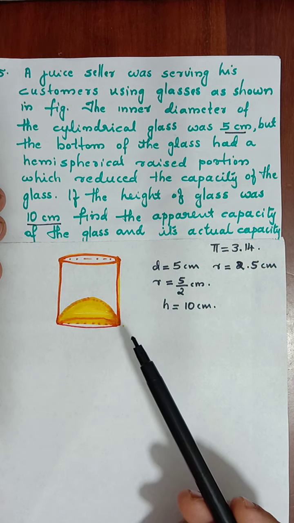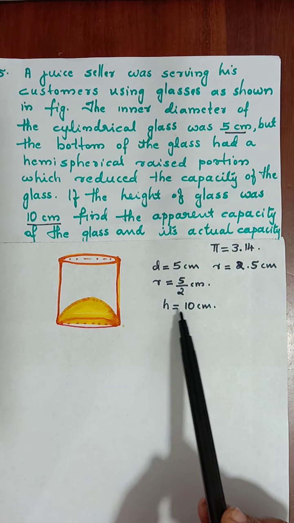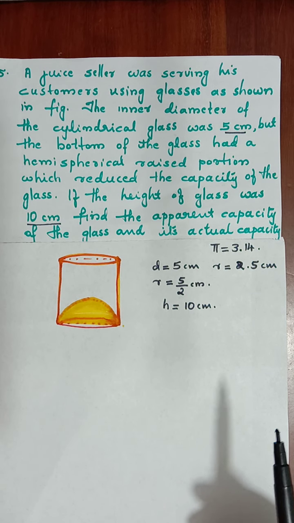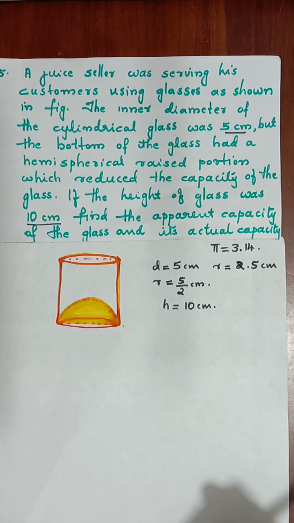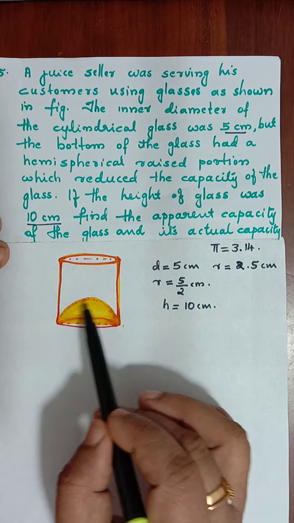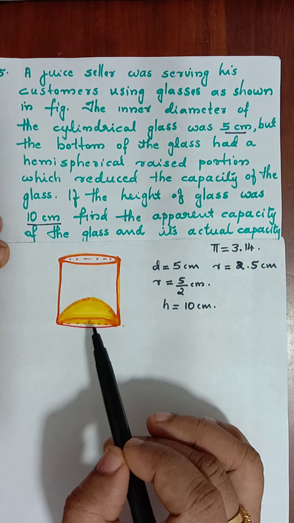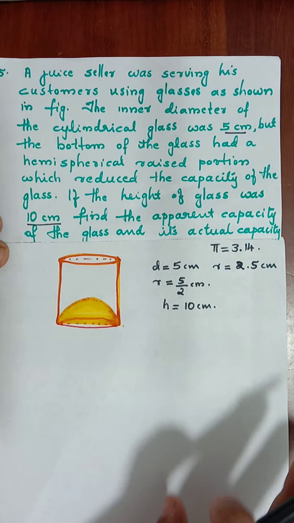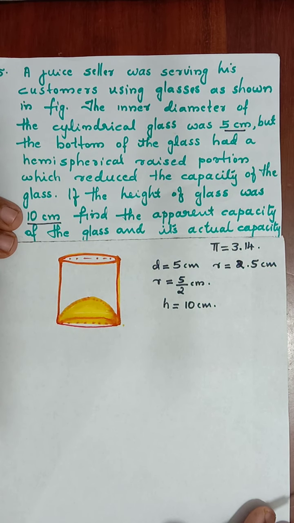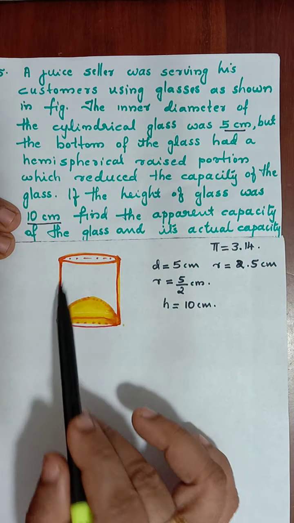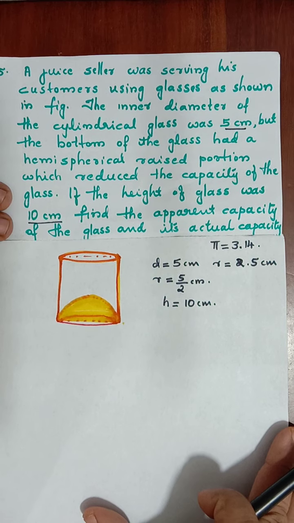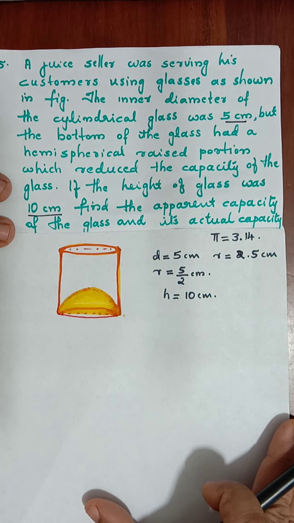If the height of the glass was 10 centimeter, find the apparent capacity of the glass and its actual capacity. Apparent capacity means according to the measurement given, even without seeing this raised portion. Then actual capacity means from the total capacity of the glass, we have to reduce the volume of this hemispherical raised portion. Let us find out each one.